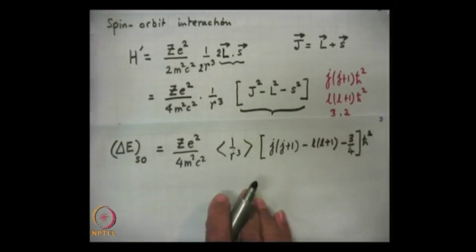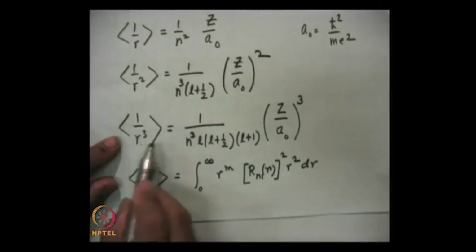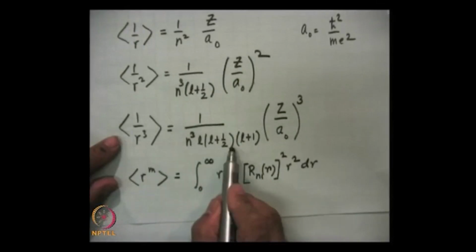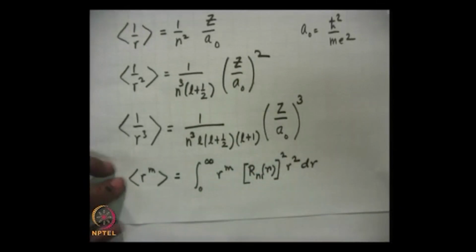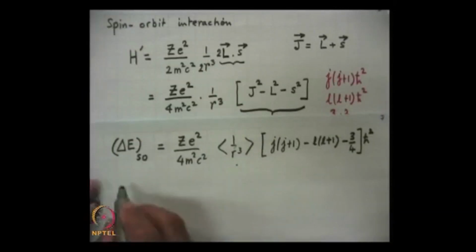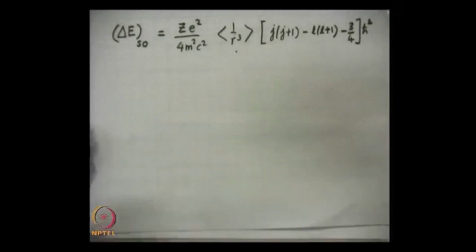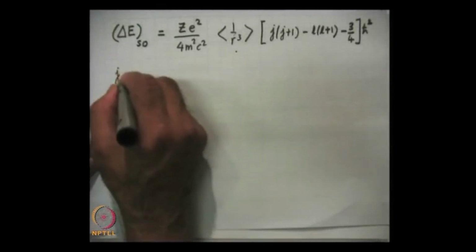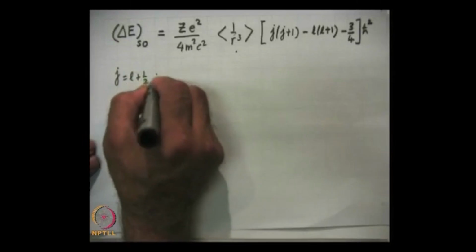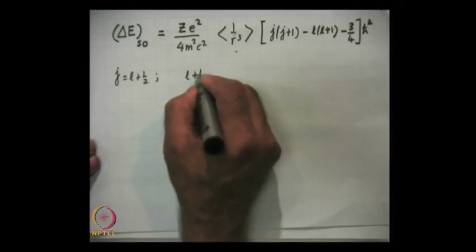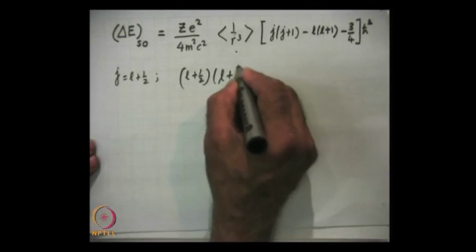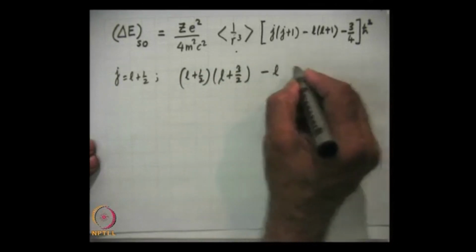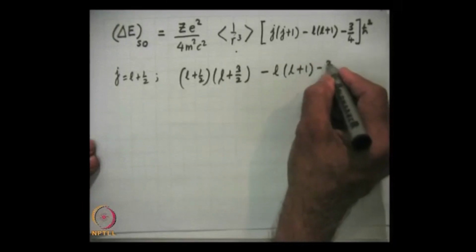Okay. So, we have already told you the expectation value of 1 over r cubed, that is equal to 1 over L n cubed, this rest to the power. So, we will substitute this here, and we will use this for j is equal to L plus half and j is equal to L minus half, and the calculation is really very simple. For example, for j is equal to L plus half, we have this expression is equal to L plus half into L plus 3 by 2 minus L into L plus 1 minus 3 by 4.